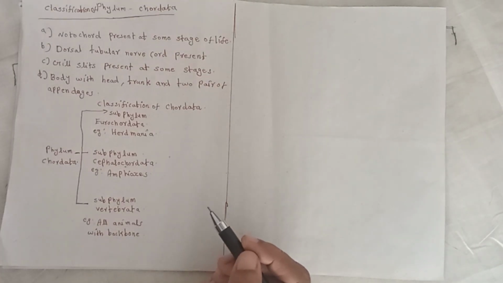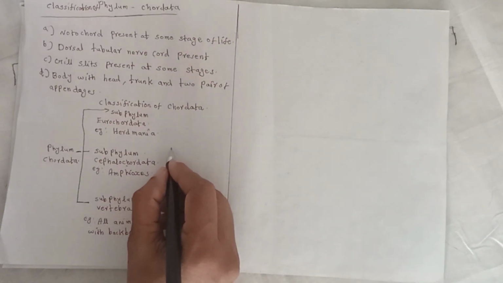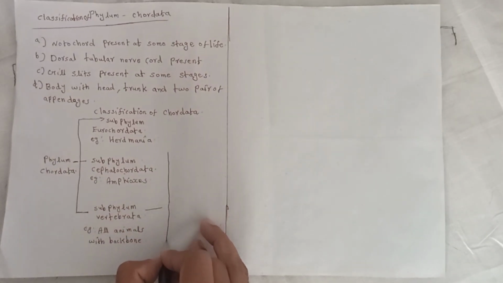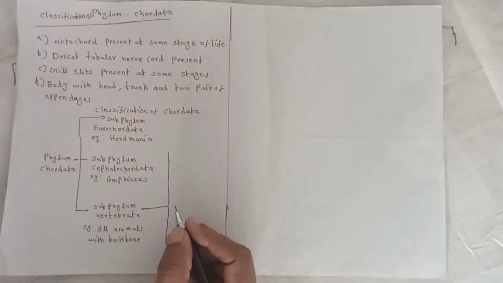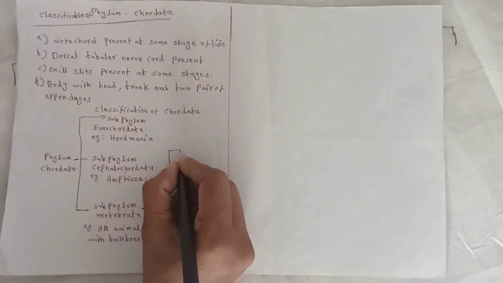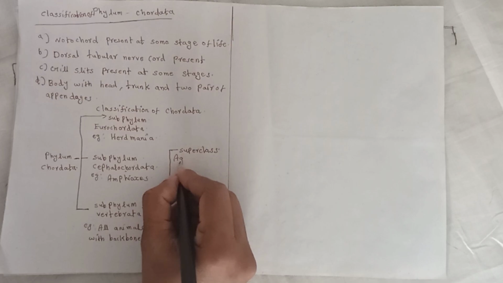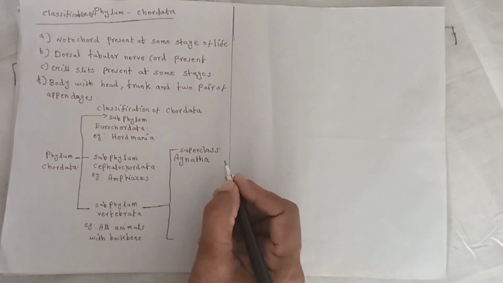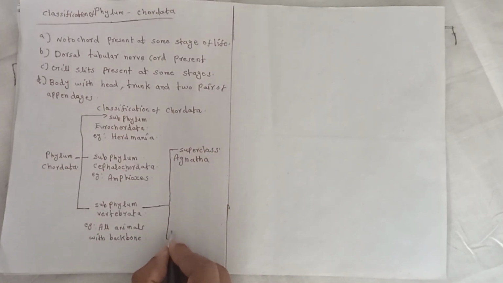Again, the subphylum Vertebrata is differentiated into superclasses. There are mainly two superclasses: superclass Agnatha and Gnathostomata. Superclass Agnatha means jawless animals. Then superclass Gnathostomata.